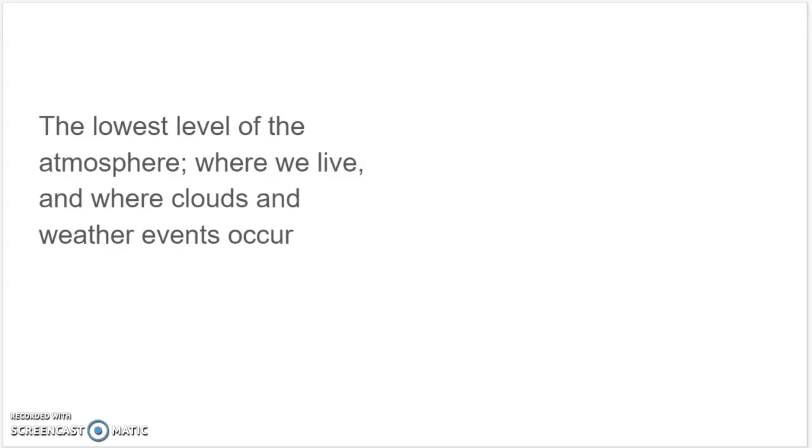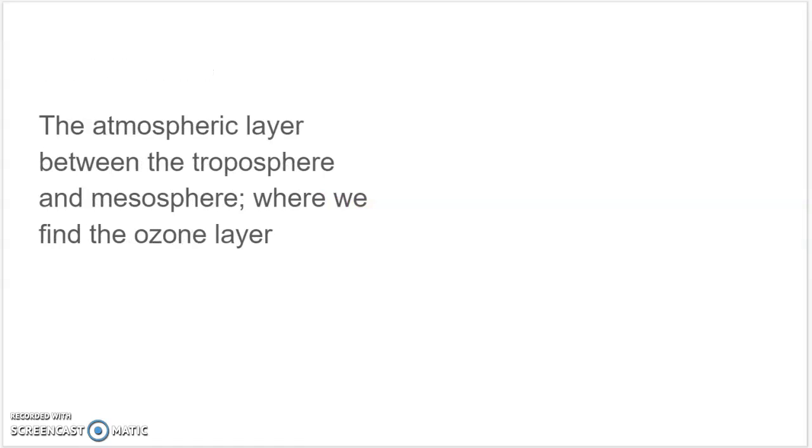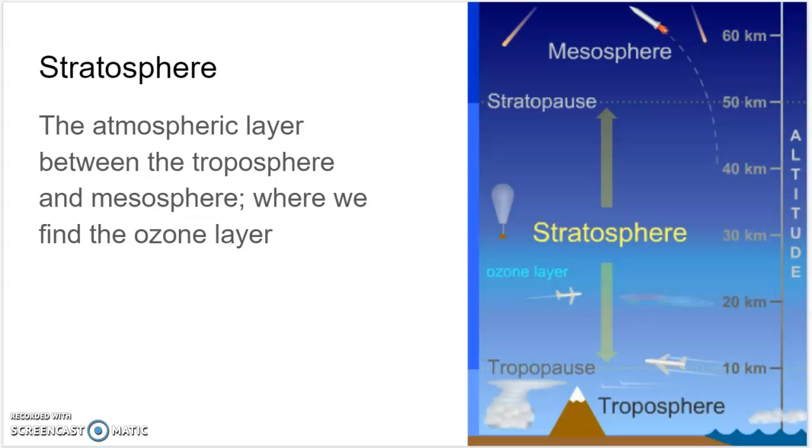What do we call the lowest level of the atmosphere? It's the one where we live in. It's the one we call the troposphere. The troposphere is the layer where we live, the bottommost layer. Above the troposphere is the atmospheric layer where we find the ozone layer. We call that layer the stratosphere. The stratosphere there contains the ozone layer.